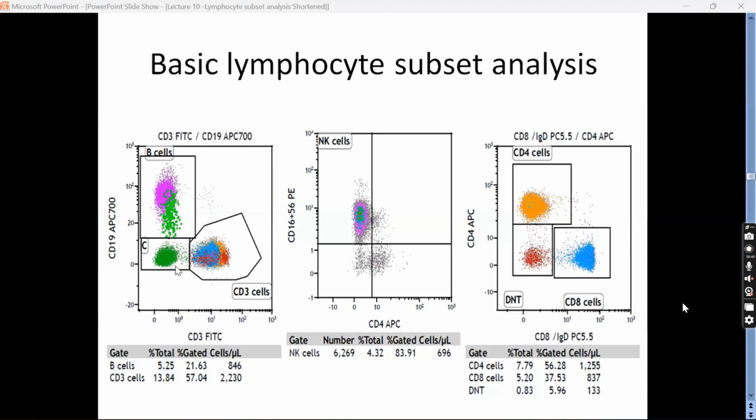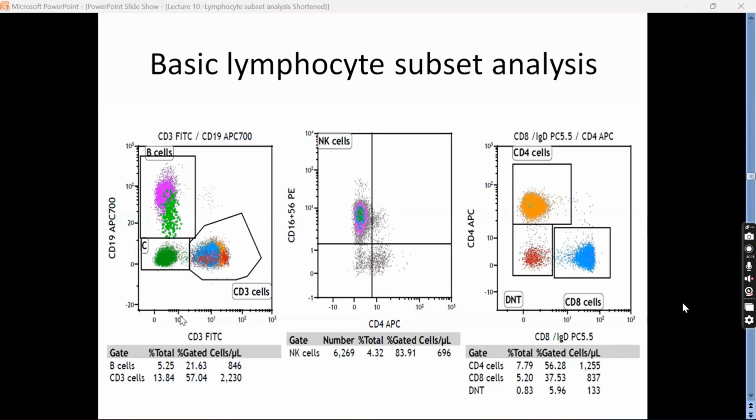Now what I do, I gate the cells which are negative for 19 and 3 across CD4 and CD16 plus 56, which is the NK cell marker. The cells which are positive for 16 and 56 will be taken as NK cells, and the absolute count of that will also be given automatically by the software. Or you can also manually calculate from the number of events in this population and the number of events in the beads you got.